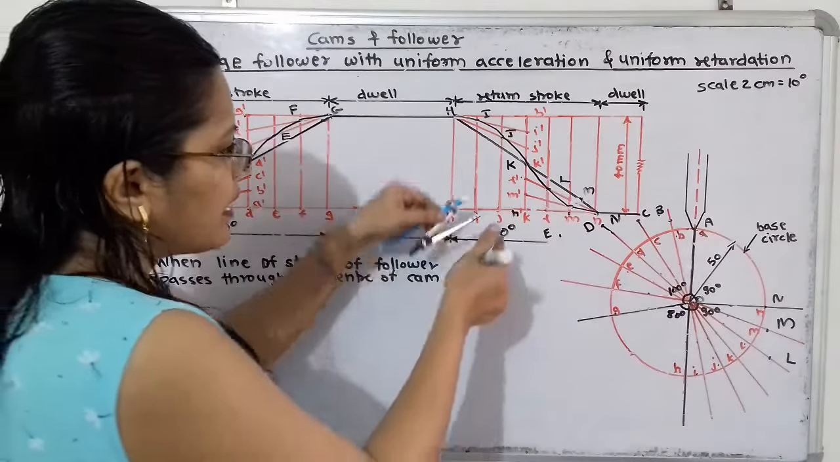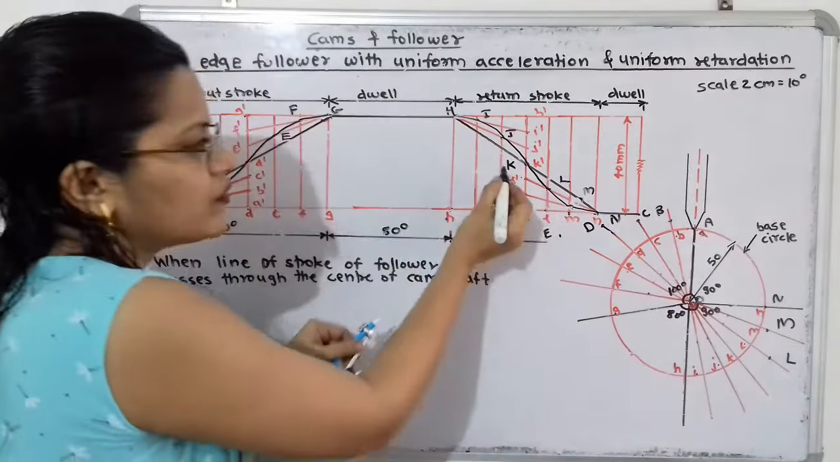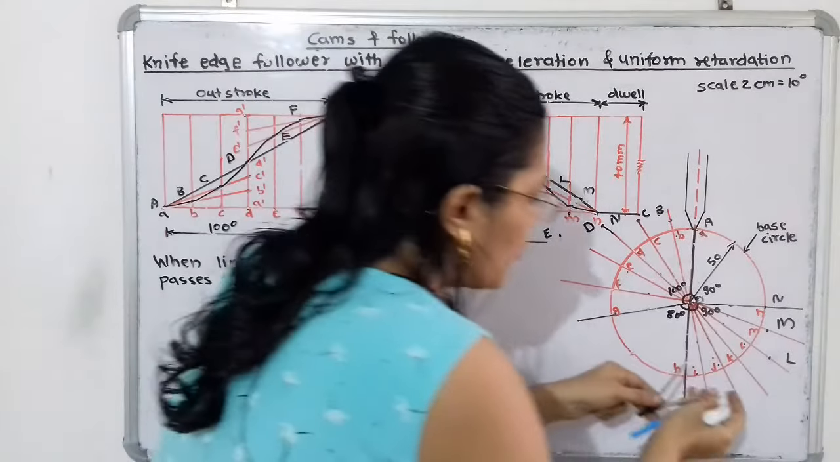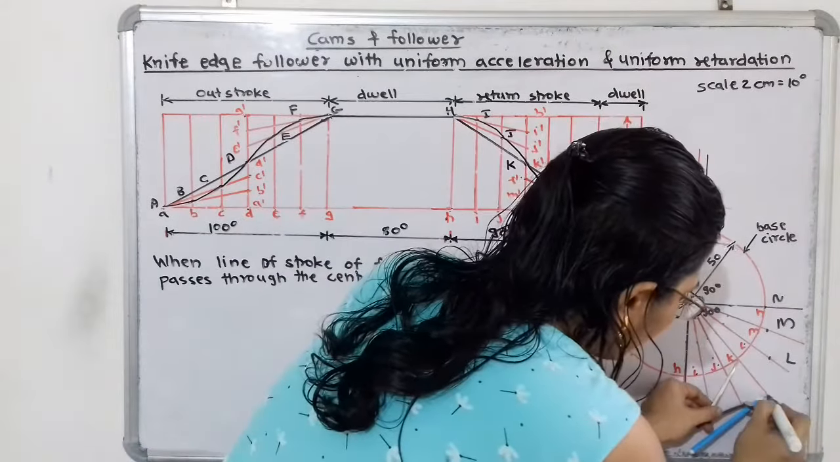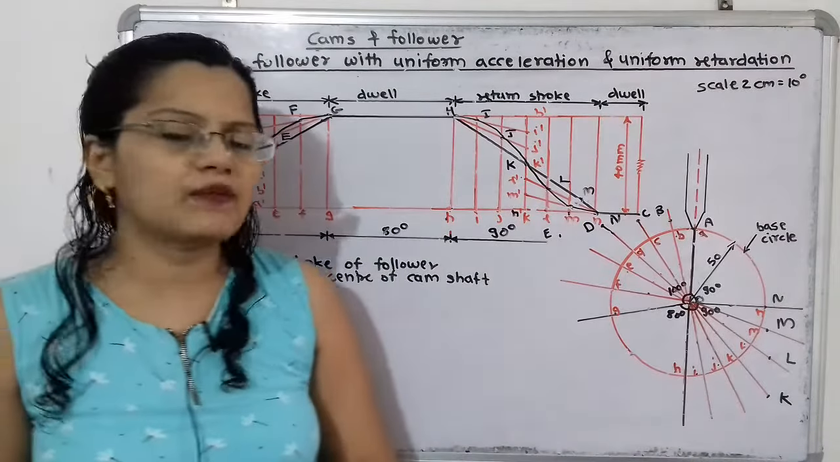Then again K to capital K. So this point is known as a trace point. I have shown it with the capital letters. So we have to take that, and here is the capital K. And we have to repeat the procedure for the remaining points also.